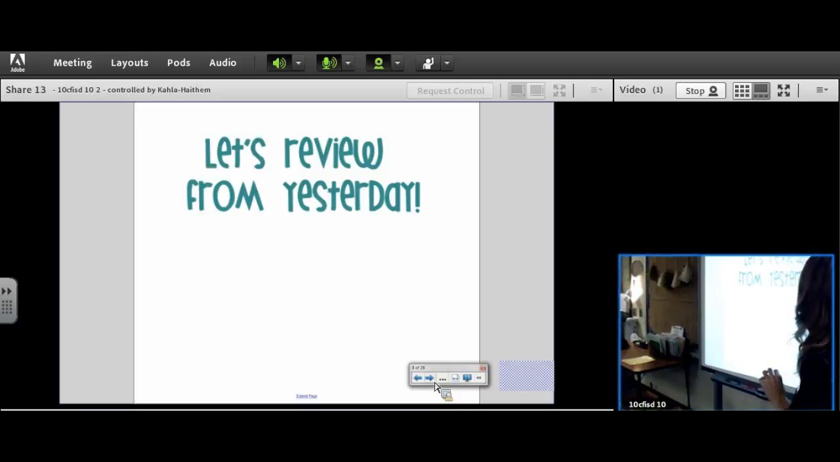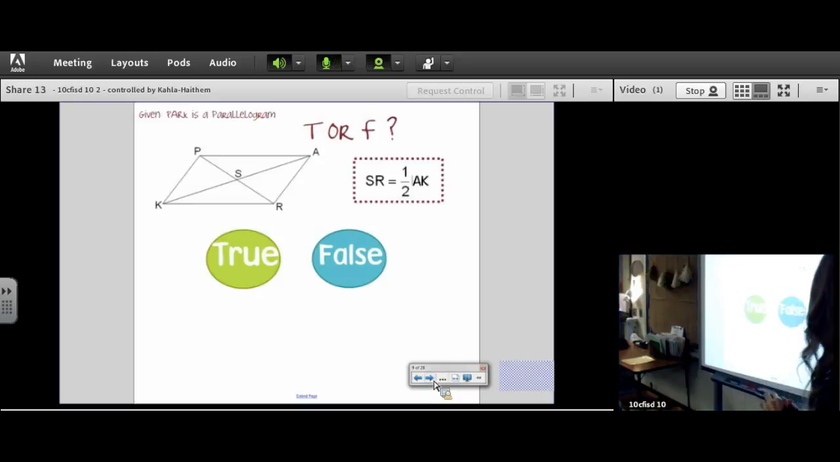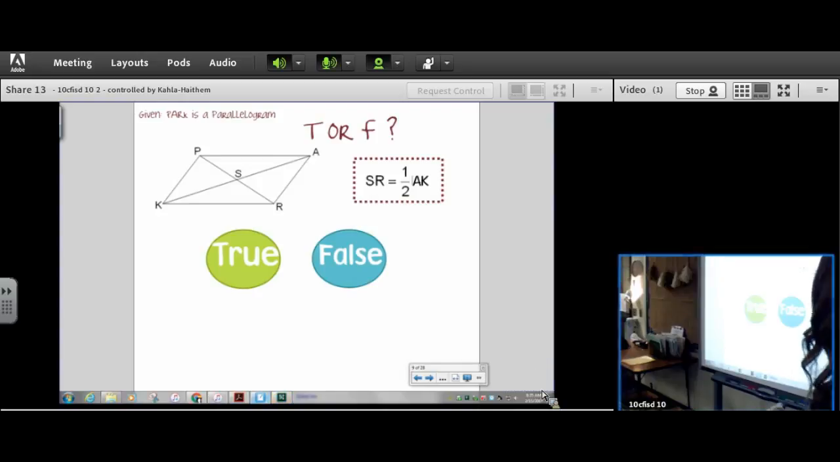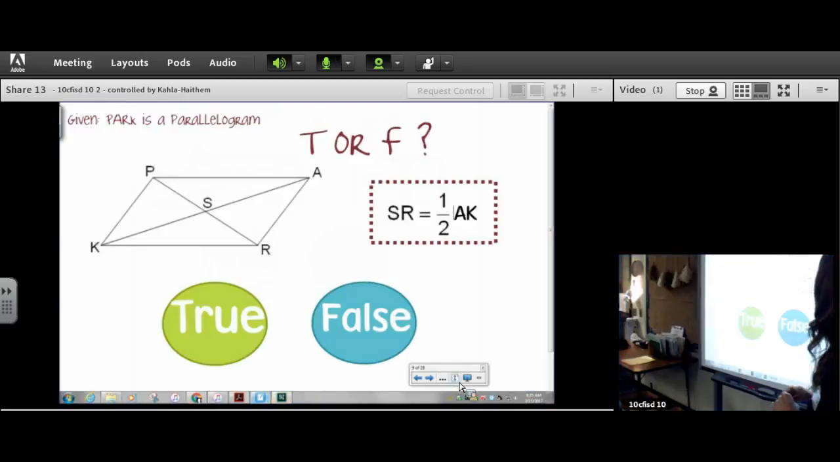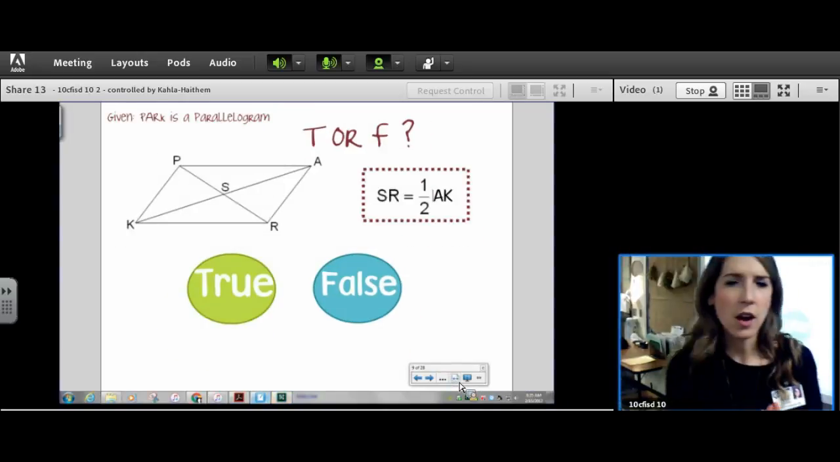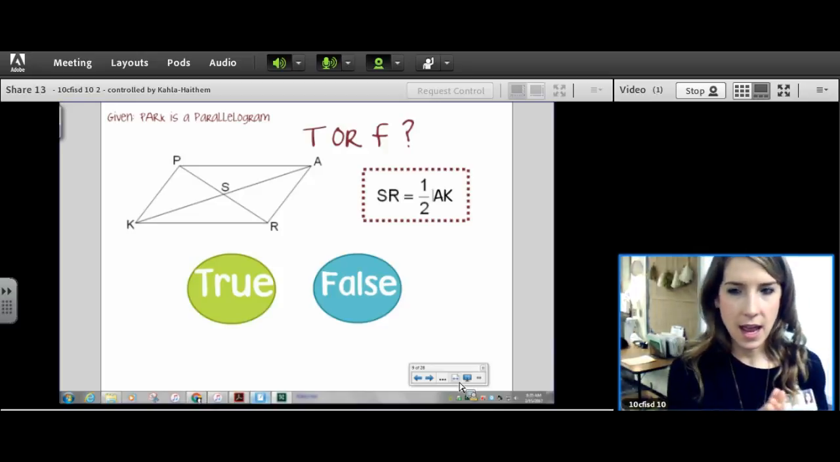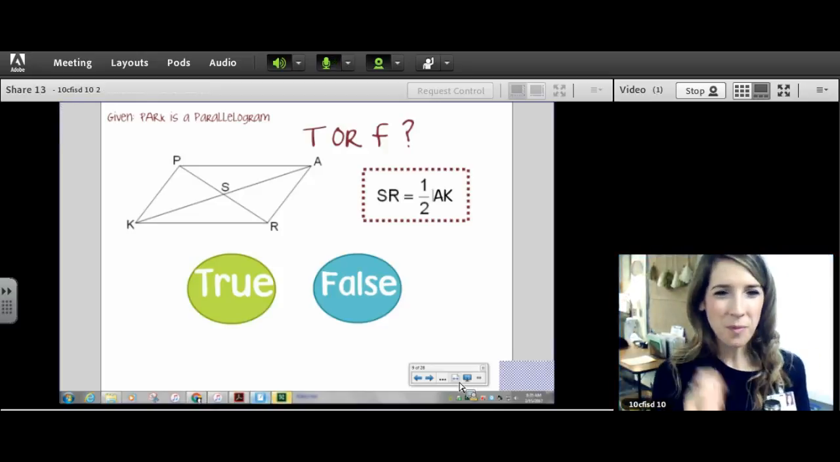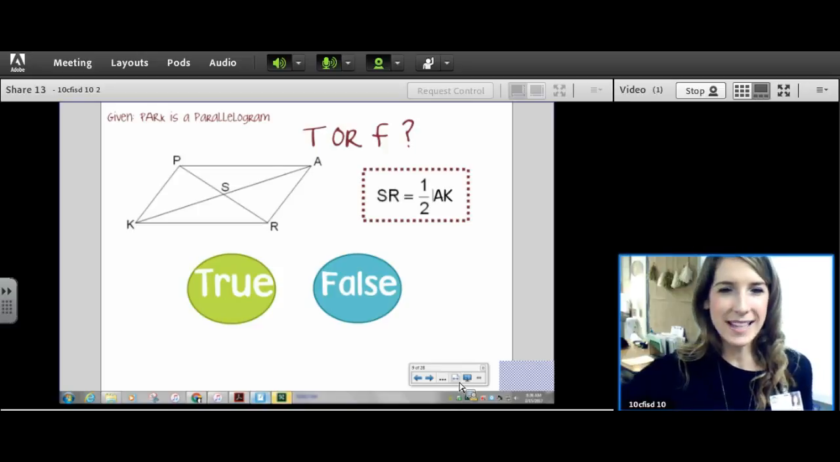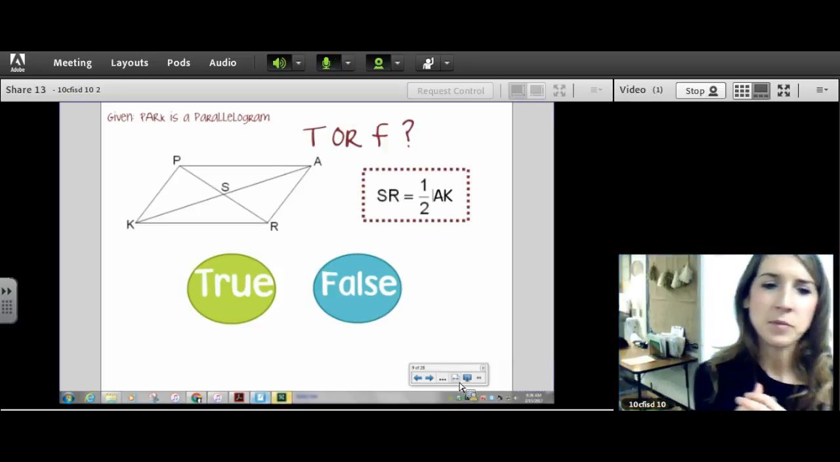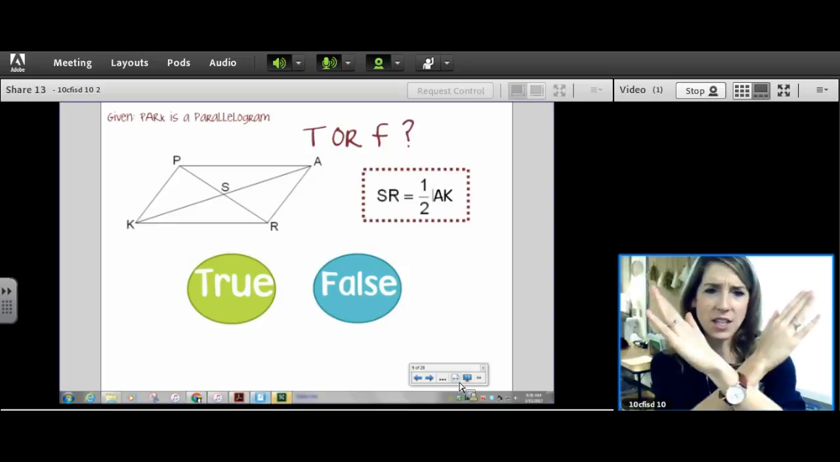So we're starting by reviewing from yesterday. True or false? Segment SR is 1/2 of segment AK. Very good. You're getting false. Why is it false? It looks like, you know, that the diagonals bisect each other.